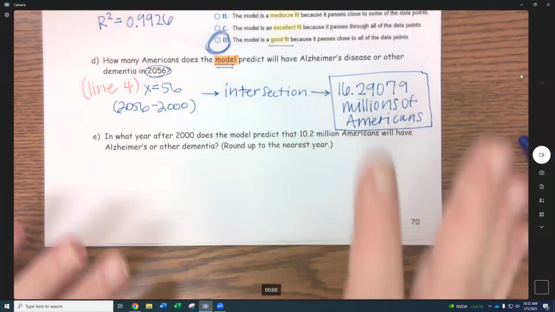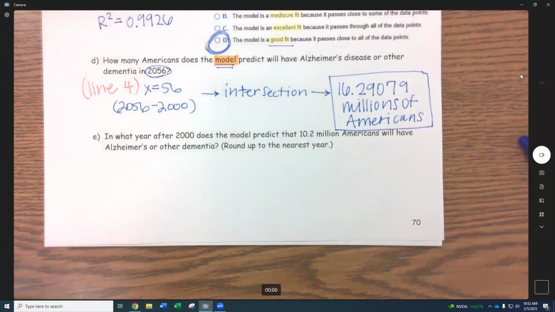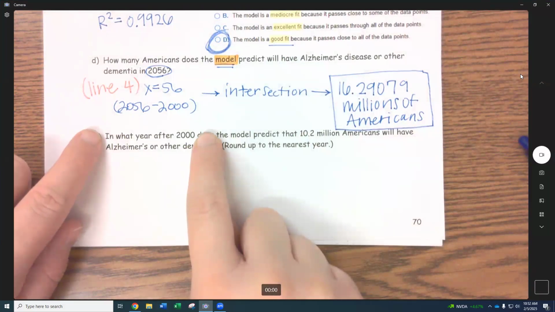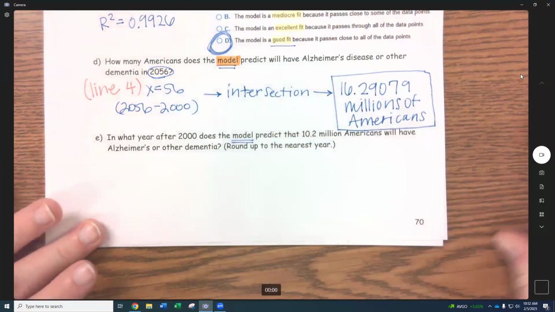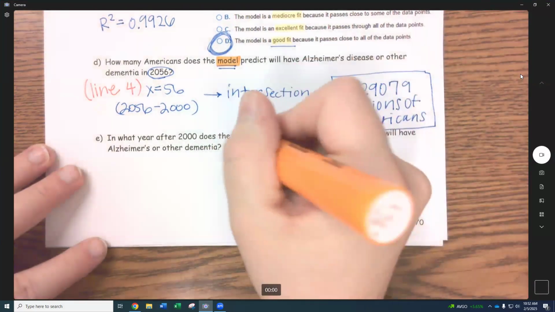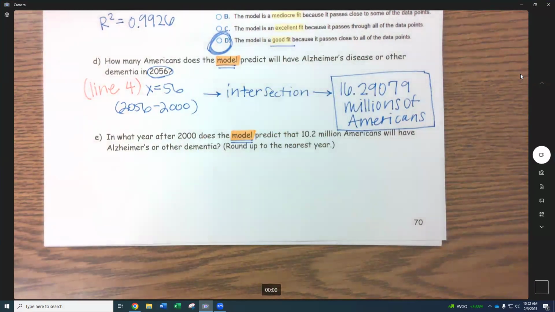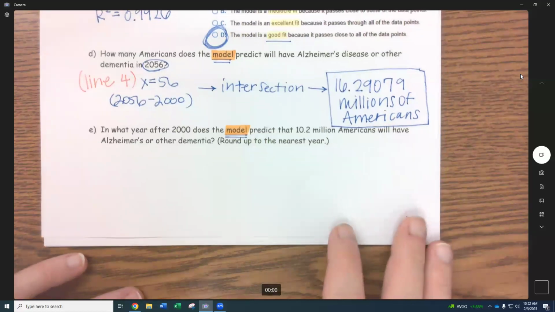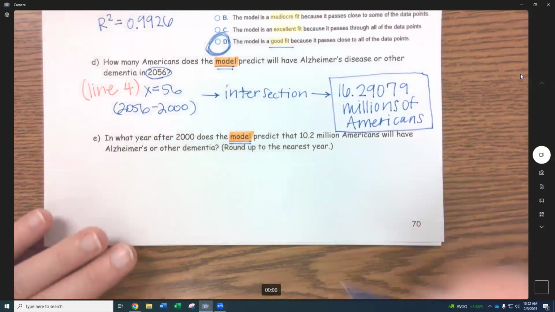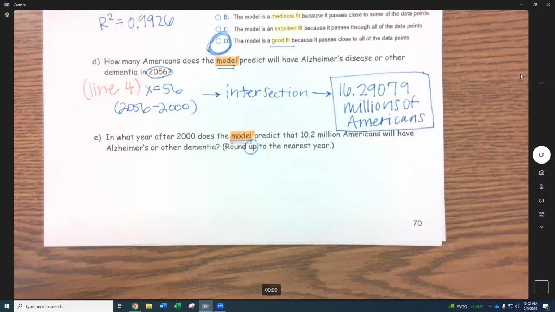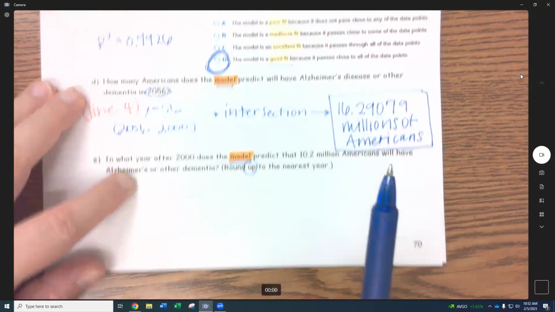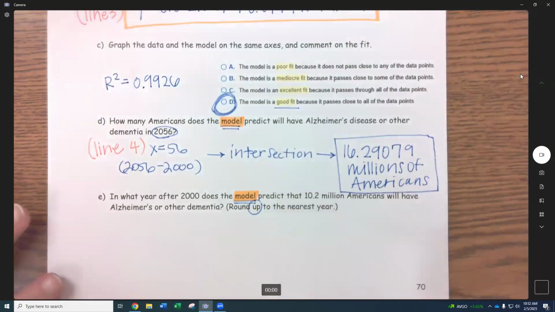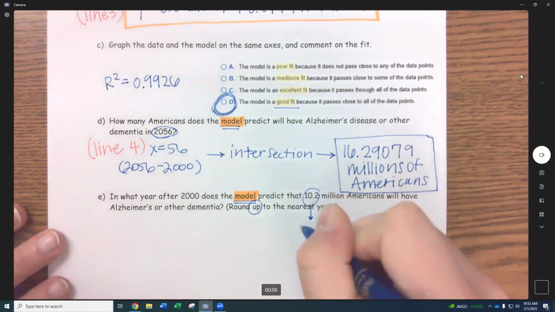Okay. So last one. In what year after 2000, so that should tell you what variable we are searching. If it wants to know in what year, it's saying you're finding X this time. Does the model, again, predict that 10.2 million Americans will have Alzheimer's or other dementia? We are going to round up to the nearest year. Okay, so in what year? I know I'm finding X, and we've already established that Y is the number of millions of Americans. So if they're giving me this 10.2, this is my Y.